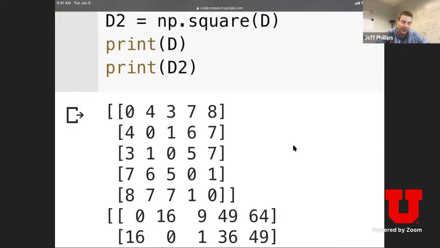The distance between, starting from 1, the third entry and the first entry is the same as the first entry and the third one, right? 3 and 3. It's symmetric in that way.